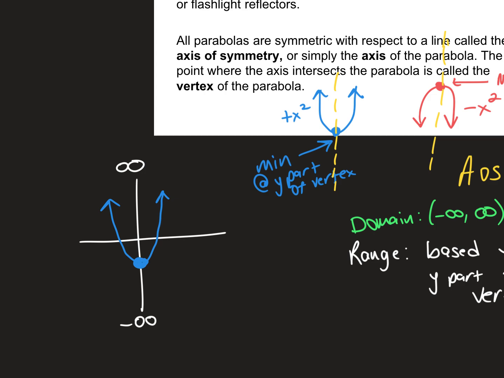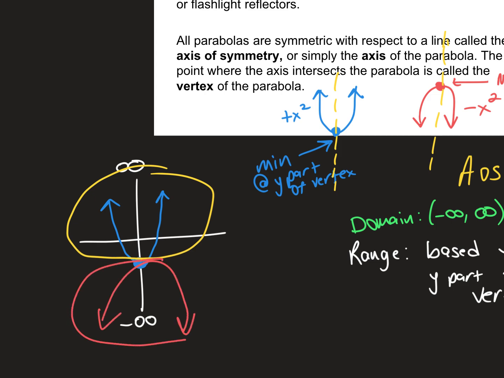What values are on this graph? From the vertex to where? Infinity, up. If you have a negative parabola, what's my range going to be? From negative infinity to the vertex. Those are the only two options when you have range. If it's a negative parabola, it's negative infinity to the vertex. If it's a positive, it's vertex to infinity. You'll never have anything else. It's only those two options.